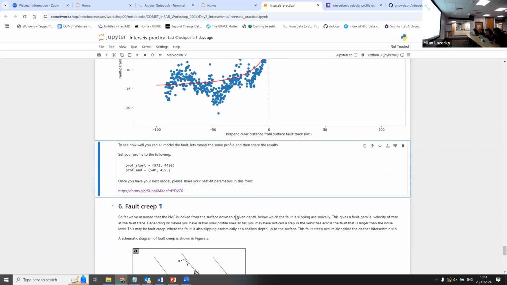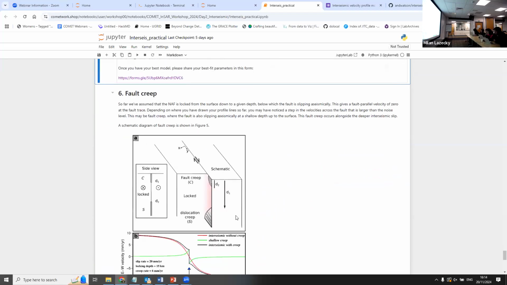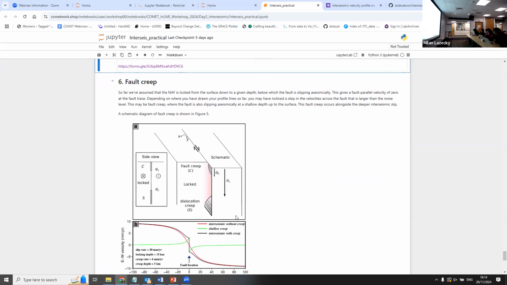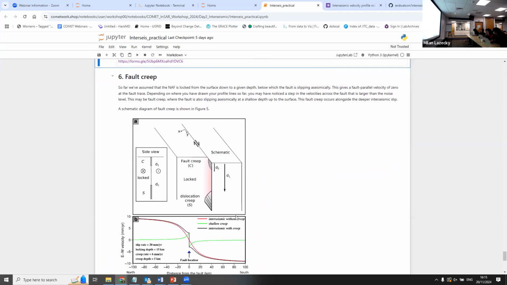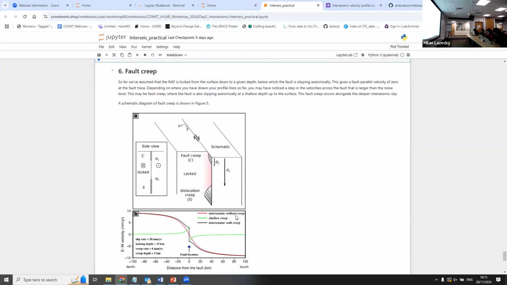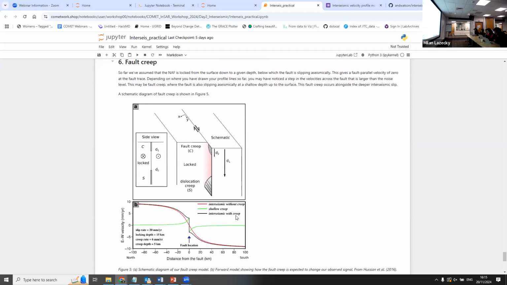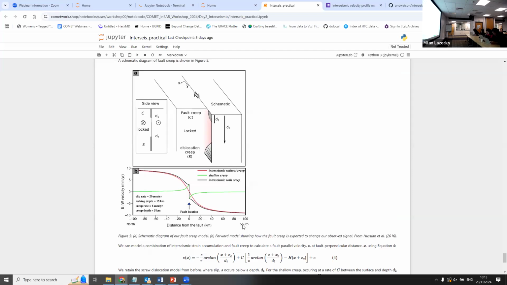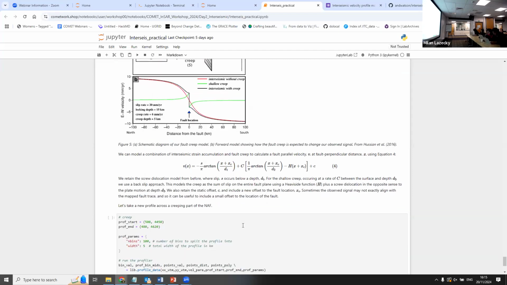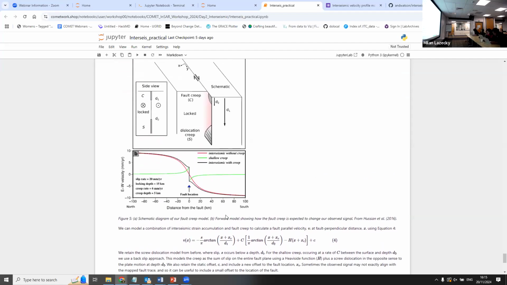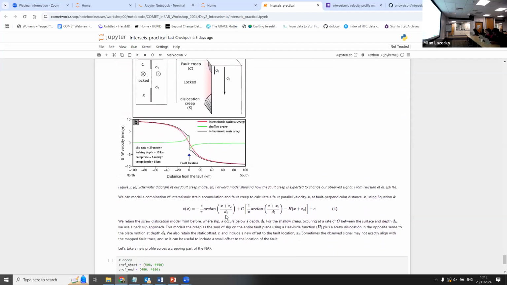Now let's look at fault creep. Fault creep has been observed on several active faults, and one of these is the North Anatolian fault. You may observe some creeping signals along the North Anatolian fault, so you can model this. How do we identify whether this is a creep signal or not?